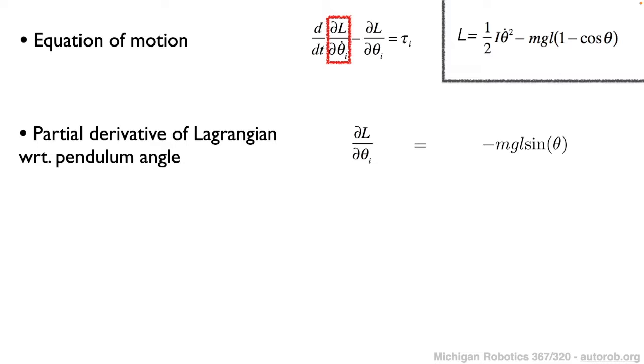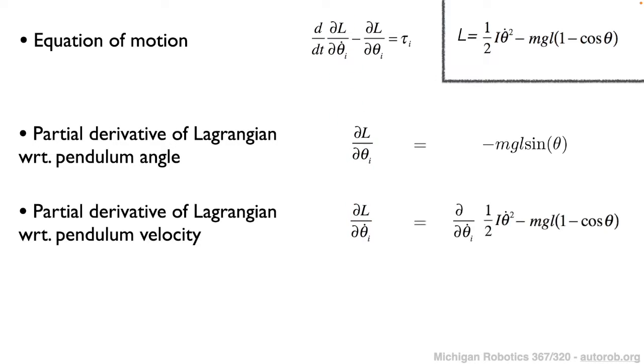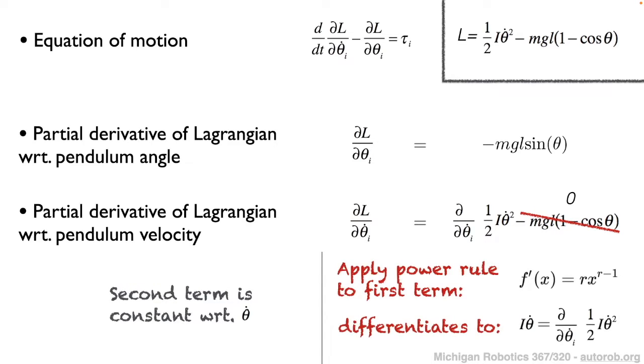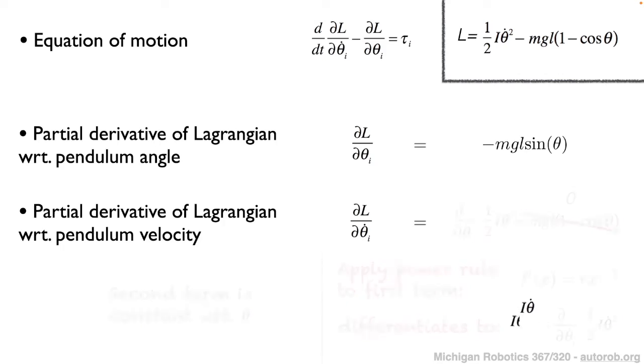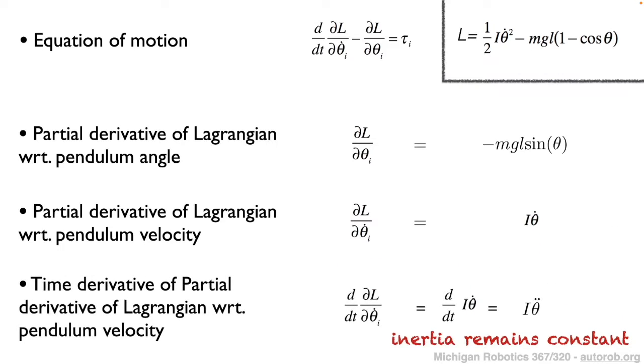derived. And so if we step through to the next one, now let's look at what the partial derivative of the Lagrangian is with respect to the pendulum velocity. In this case, the first term does not differentiate to zero, but the second term does. The second term in this expression doesn't depend on the variable for angular velocity, so that will differentiate to zero, but the first term does depend on the angular velocity, and so if we apply the power rule, we can ultimately calculate that this differentiates to inertia multiplied by the angular velocity.